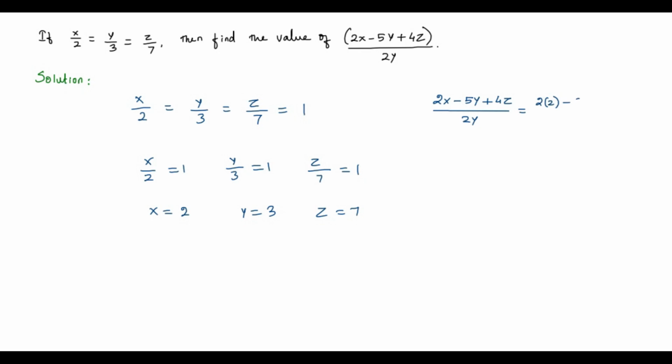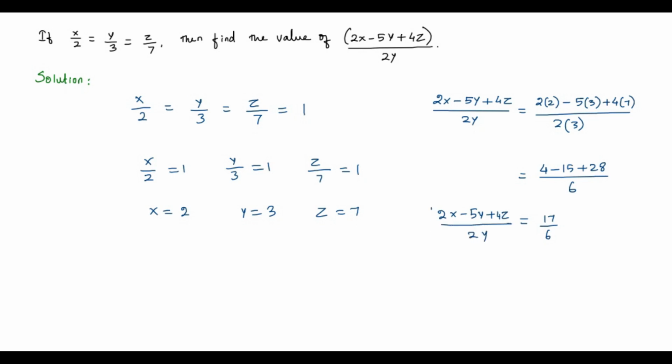2 times 2 minus 5 times 3 plus 4 times 7, divided by 2 times the value of y, which is 3, 2 times 3. So 4 minus 15 plus 28 divided by 6. 4 minus 15 is minus 11, and minus 11 plus 28 is going to be 17. So 17 by 6. So the value of the fraction (2x minus 5y plus 4z) by 2y is 17 divided by 6.